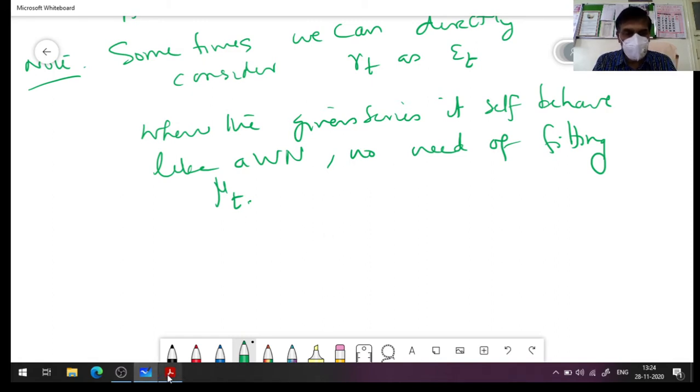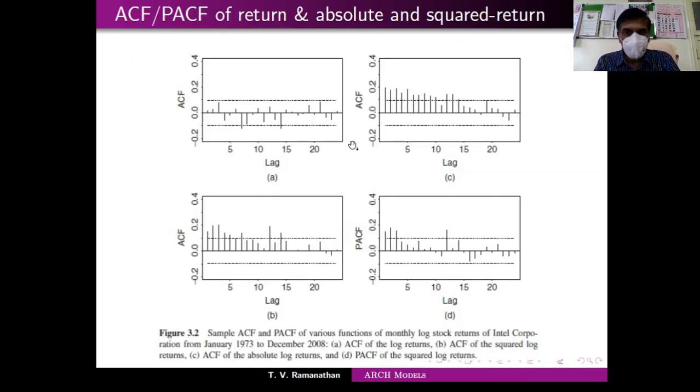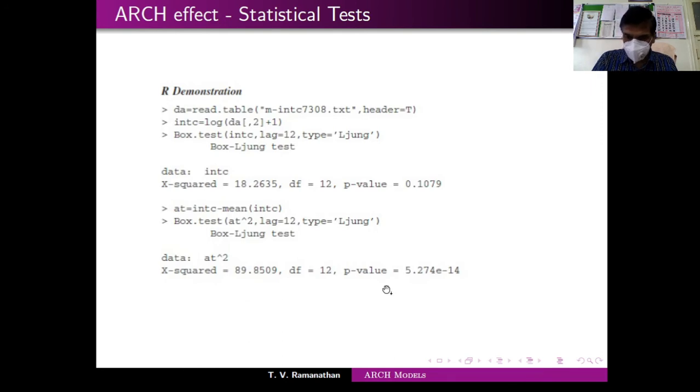So here, for example, in this particular case, four graphs are given. This is the ACF of the log return. Log return is log of Pt upon Pt minus 1. That is what the log return is. You can see that the log return itself is like white noise because nothing is going outside. So it essentially means that you don't have to really do a mean fitting for this particular data.